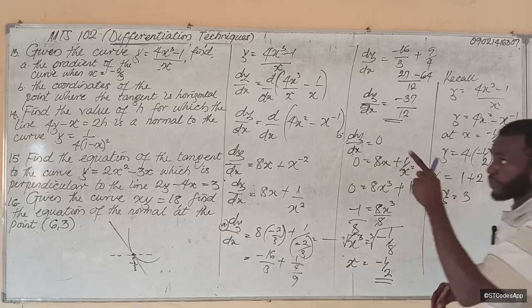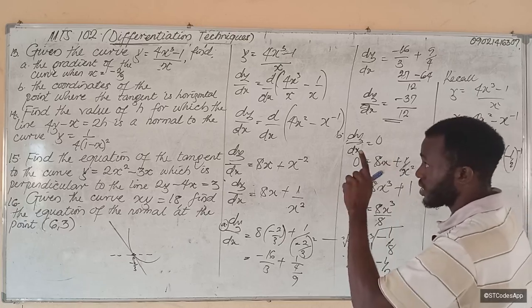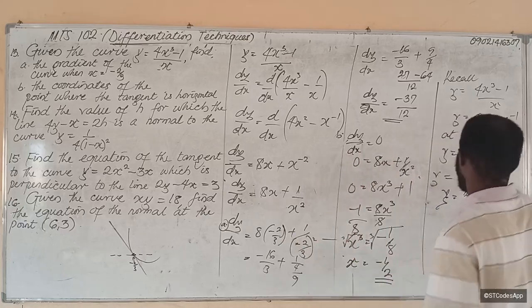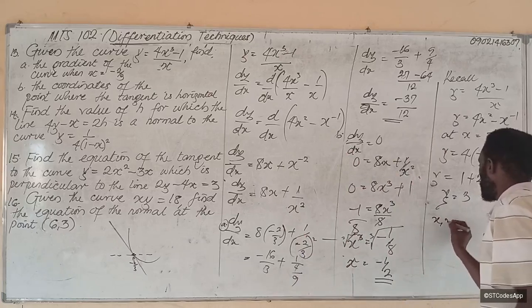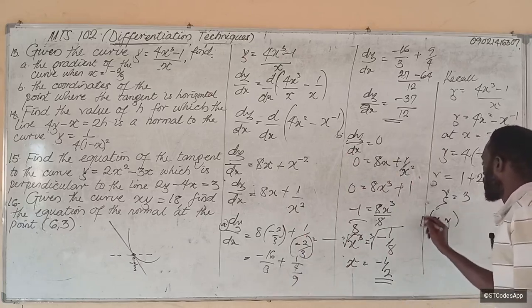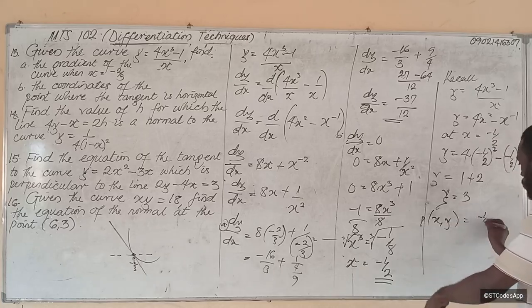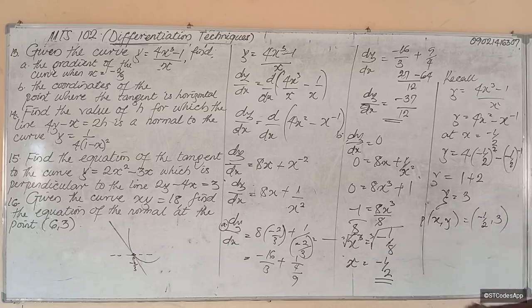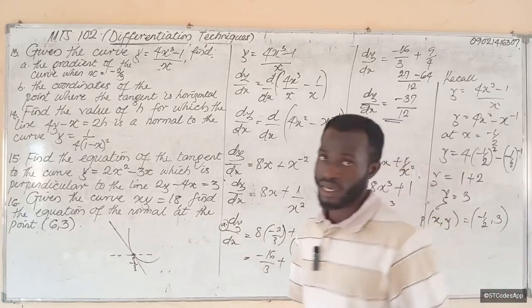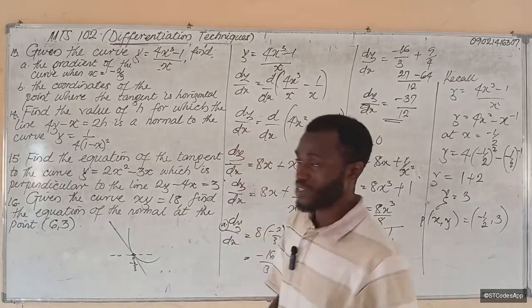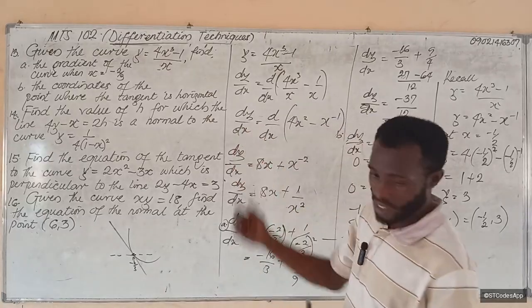3. So the point where the tangent is horizontal, our point P(x, y) will be equal to x, that is minus 1 over 2, and 3. And that will be the answer. Okay, so that's just the first one we have solved. Let's go to the second one.